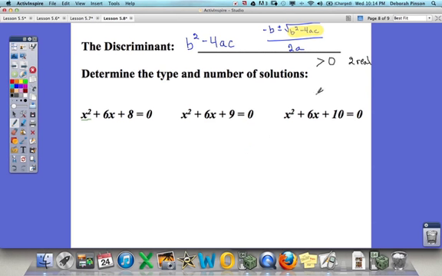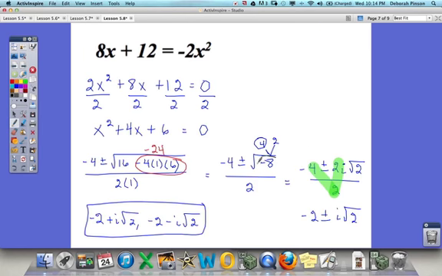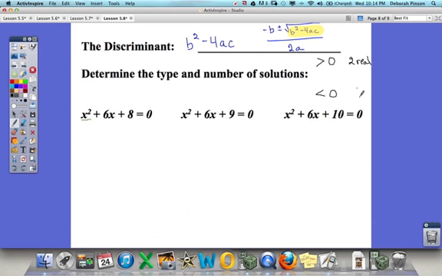Now what about if it's negative, if it's less than 0? Now that's when we get into, like this one, the negative 8 here is the discriminant. See how we ended up with an imaginary number? So if your discriminant is negative or less than 0, you're going to have 2 imaginary answers.